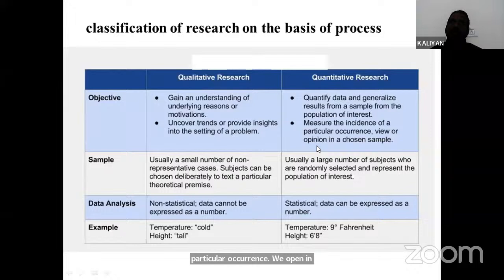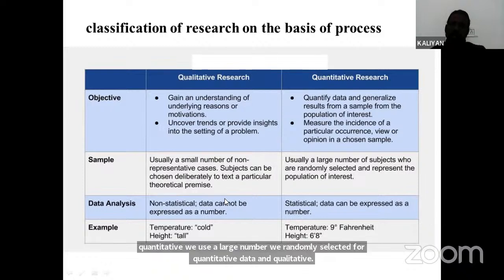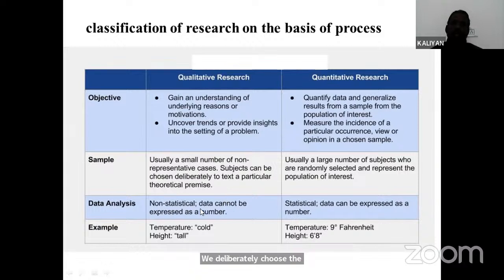Basically, quantitative means we quantify the data, that means numbers. And qualitative is where we cannot quantify; it is in a textual format. In the sample, for qualitative we use a very small number, and for quantitative we use a large number. We randomly select for quantitative data, and for qualitative we deliberately choose participants based on particular theoretical premises.